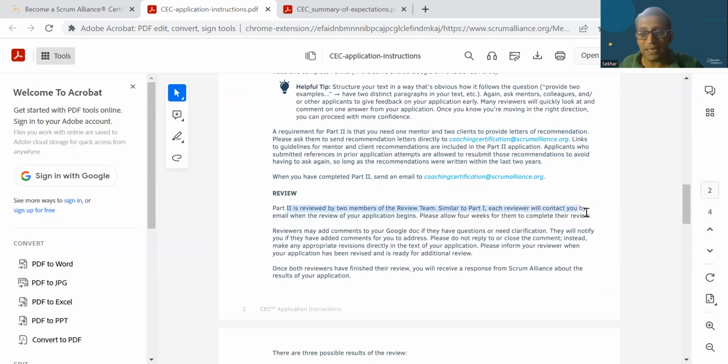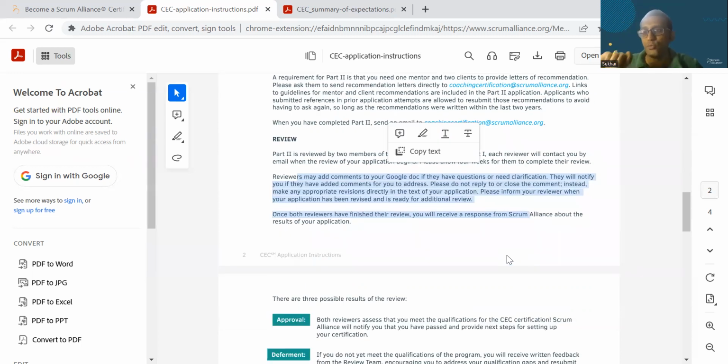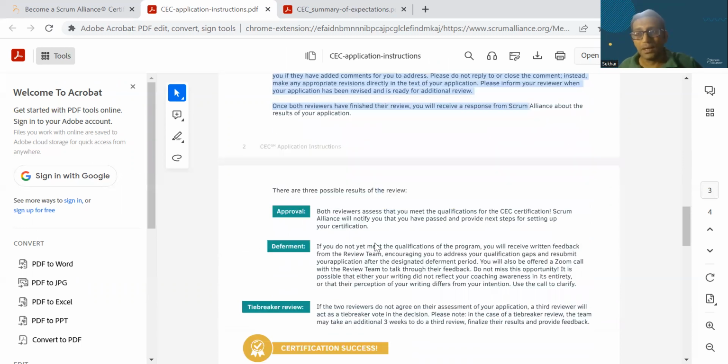Similar to part 1, each reviewer will contact you when they're starting the application. Reviewers may add comments to your Google Doc. And if they have any questions, again, they'll reach out to you and ask you for additional information. You will constantly be engaged by one or two reviewers asking you questions when they read through the application. Okay, so there are three possible results.